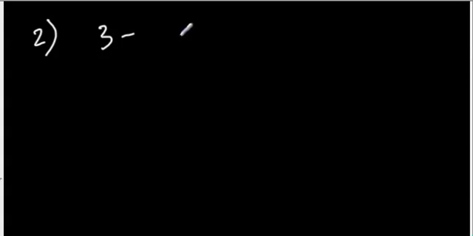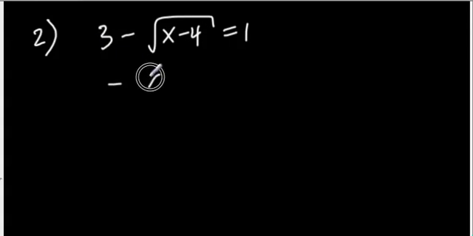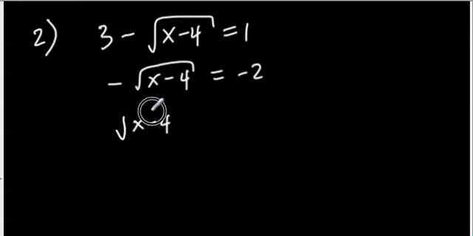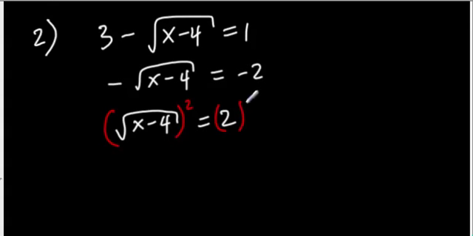It's 3 minus the square root of x minus 4 equals 1. All right, so once again, we just have to isolate this part. We can subtract the 3 from both sides, so it becomes negative the square root of x minus 4, and that equals negative 2. Then we can divide by negative 1 on both sides, so we get the square root of x minus 4 equal to 2. Then, as usual, we square both sides.